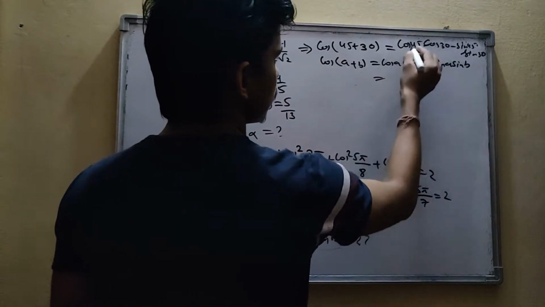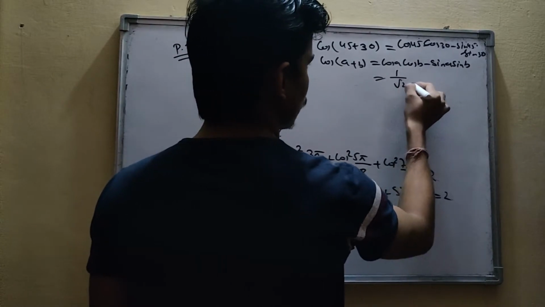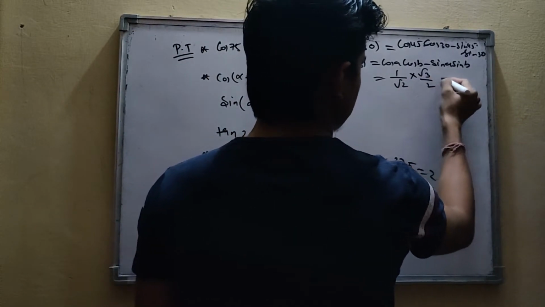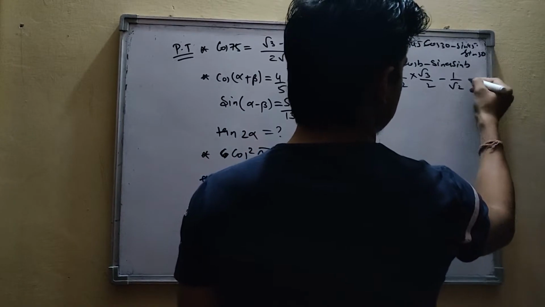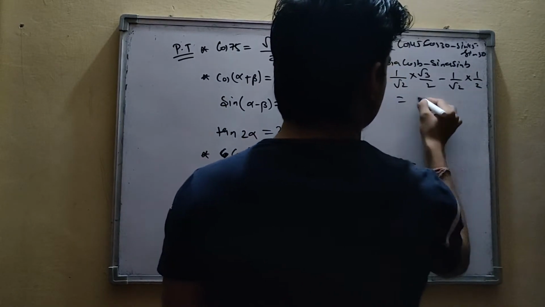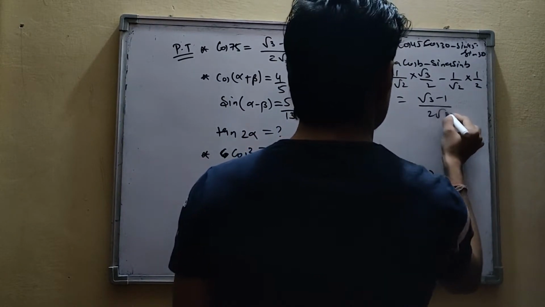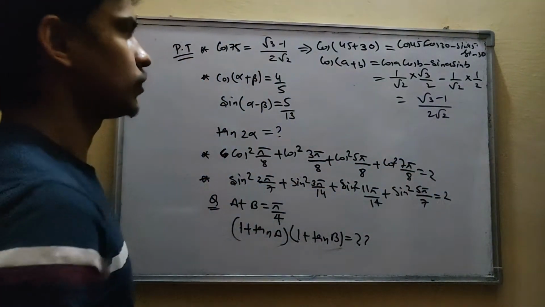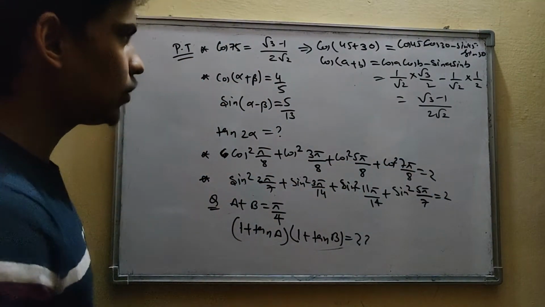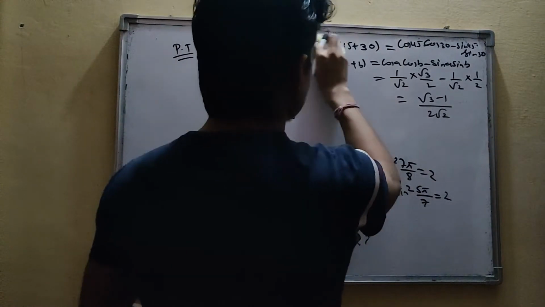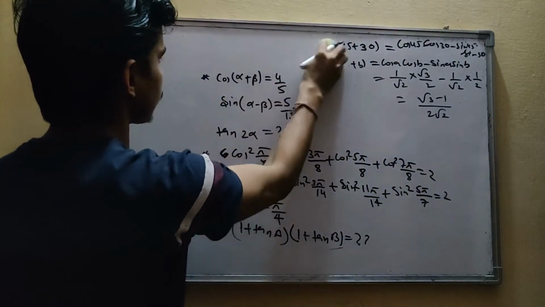Now just substitute the values. Cos 45 is 1 upon root 2, cos 30 is root 3 by 2, sin 45 is 1 upon root 2, and sin 30 is 1 upon 2. So this is very simple, right? So this is going to be over 2 root 2. Okay, so this is how you can do this.